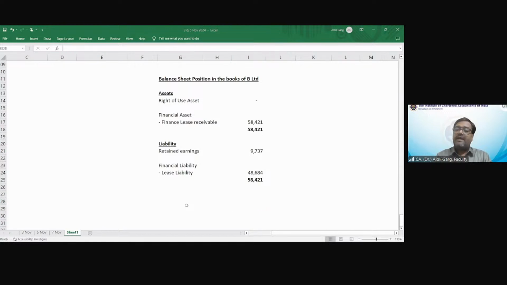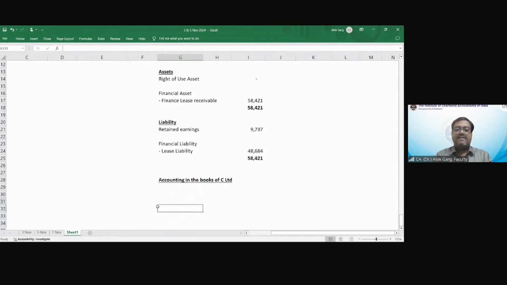What will the accounting be in the books of C? C is the ultimate lessee with the ROU and lease liability. Shall I do the accounting in the books of C also? No, sir. No? Okay. So C has to do ROU and lease liability accounting. So let me do that so that the entire leg is complete. Accounting in the books of C Limited. C is the ultimate lessee.